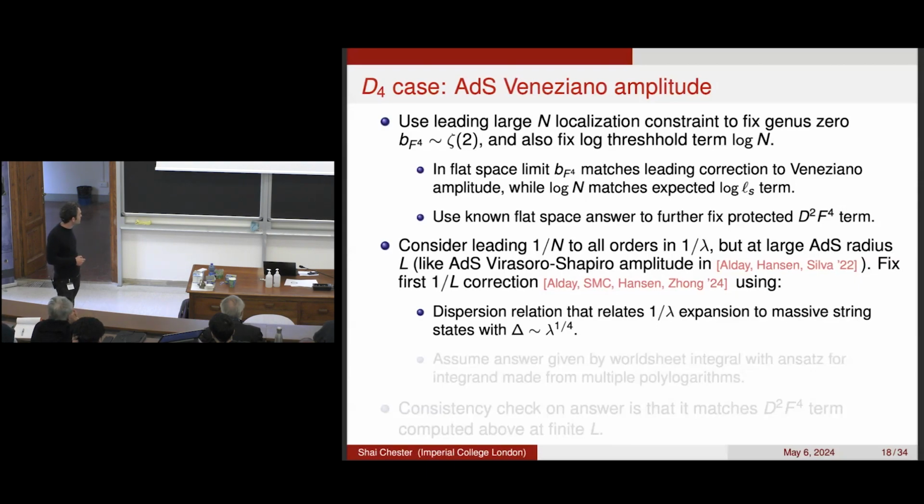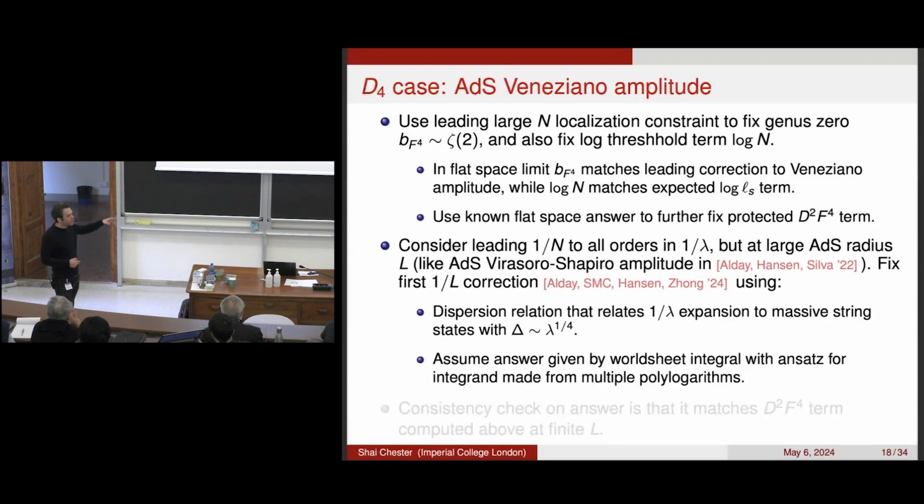They go like lambda to the quarter. And second of all, you assume that your answer for the CFT correlator at order 1 over n, but all orders in 1 over lambda, should be given by some kind of world sheet integral. Because on general grounds in flat space, you compute scattering of strings by doing some kind of integral. For open strings, this would be a 1-dimensional integral. And so you just conjectured that now that we're doing this in AdS, it should be similarly given by another 1-dimensional integral with some restricted set of integrands, which we call multiple polylogarithms.